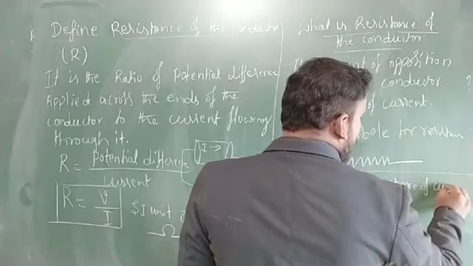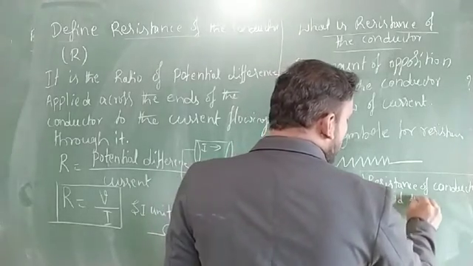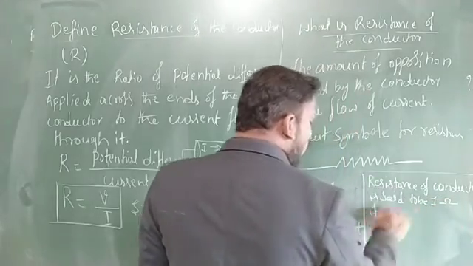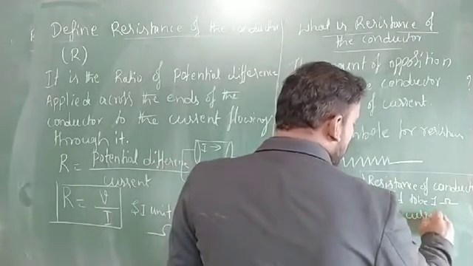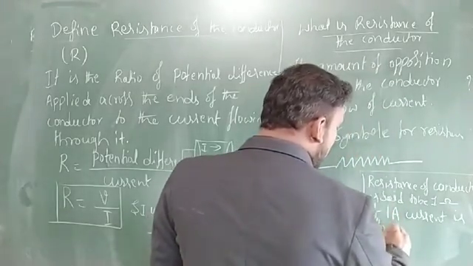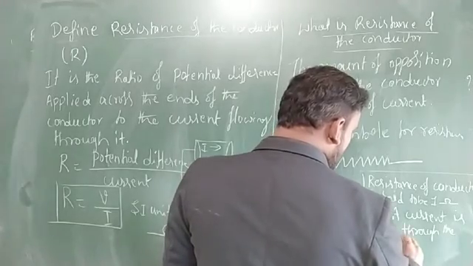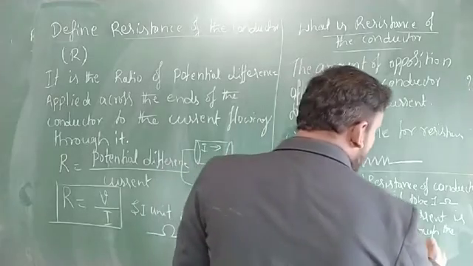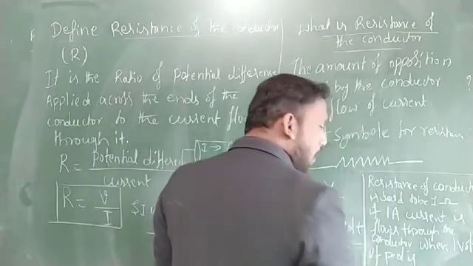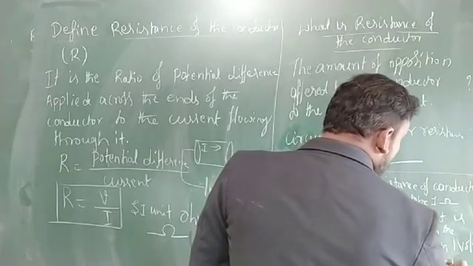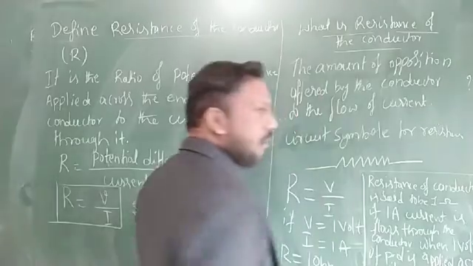Resistance of a conductor is said to be 1 ohm if 1 ampere current flows through the conductor when 1 volt of potential difference is applied across its ends. This is called 1 ohm.